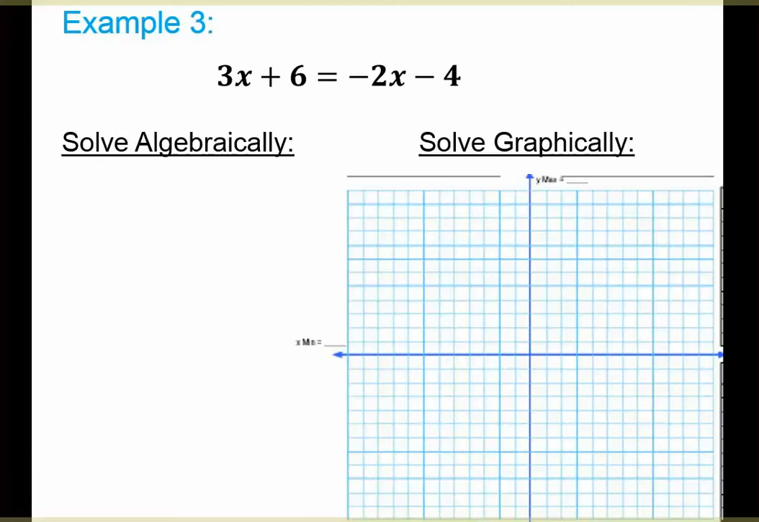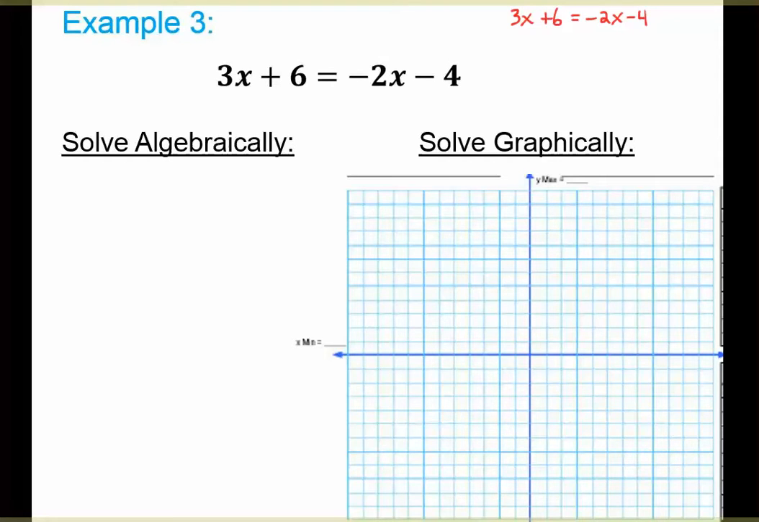Okay, let's see how we did. Hopefully you're looking at the same answer for both of these, and that would be really awesome. I'm just going to recopy this really quickly. 3x plus 6 equals negative 2x minus 4. And this is where we might disagree. We could either subtract 3x or add 2x, and it really doesn't matter either way.